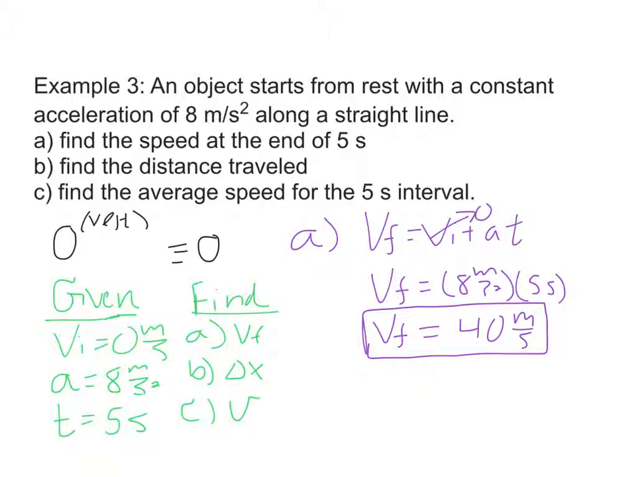Going on to the next slide for part B. So in part B, we are looking for delta x. We have v final, acceleration, v initial, and time. It doesn't matter what equation we use. So let's use the second equation. Delta x equals 1/2 a t squared plus v initial t. V initial is 0. That cancels out.